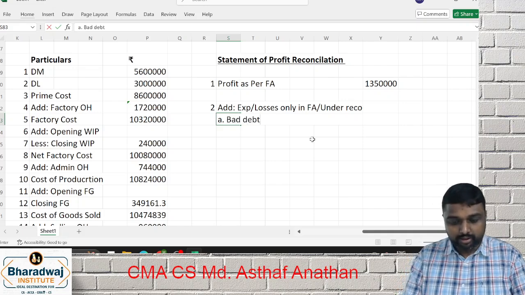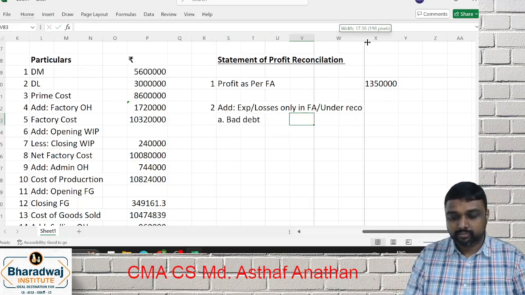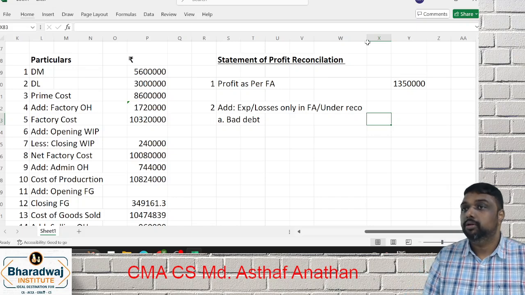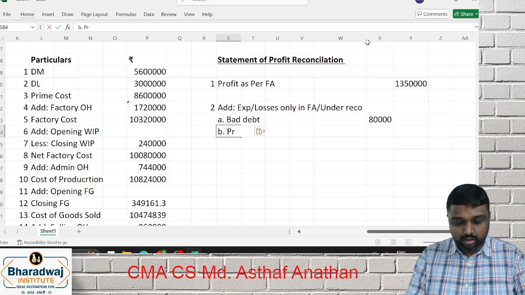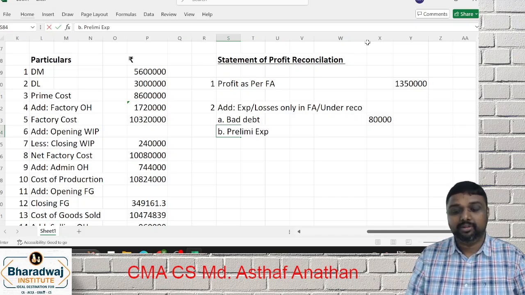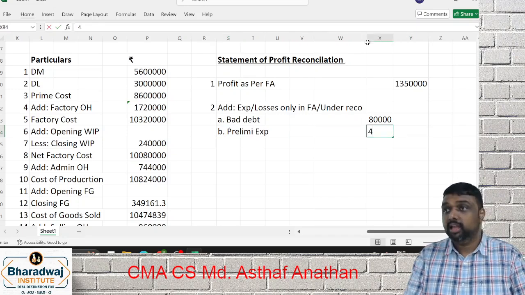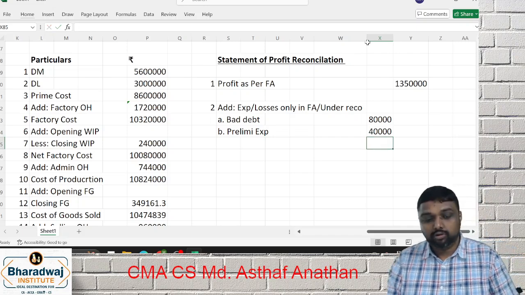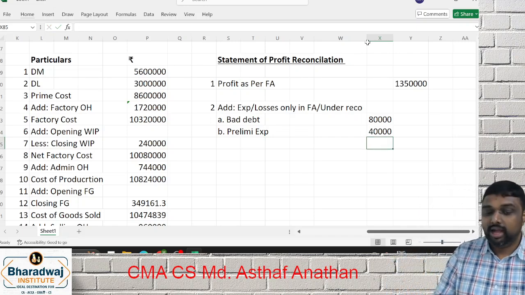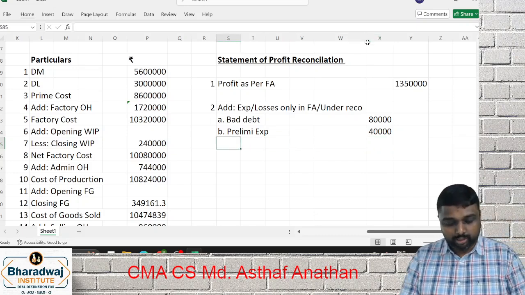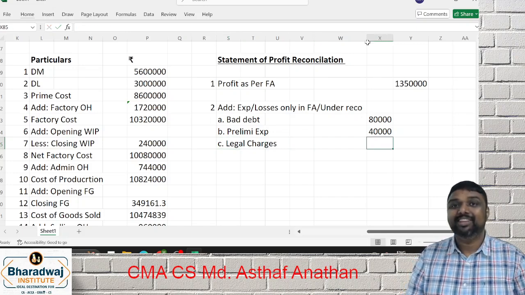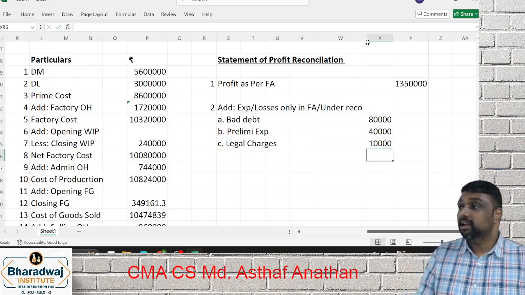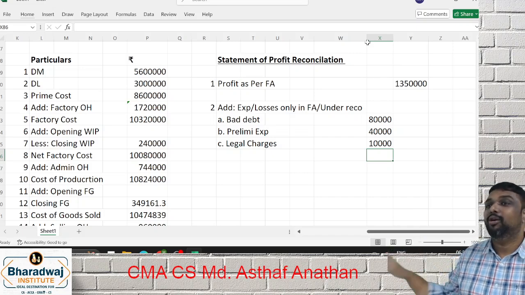We have bad debt. What is the amount of bad debt? 80,000. What is the next item? Preliminary expense. What is the amount? 40,000. Then we have to go for under recovery. Any under recovery is there? Legal charges. One more item of expense. Legal charges, the amount is 10,000. Any under recovery is there? No. All are over recovery only.